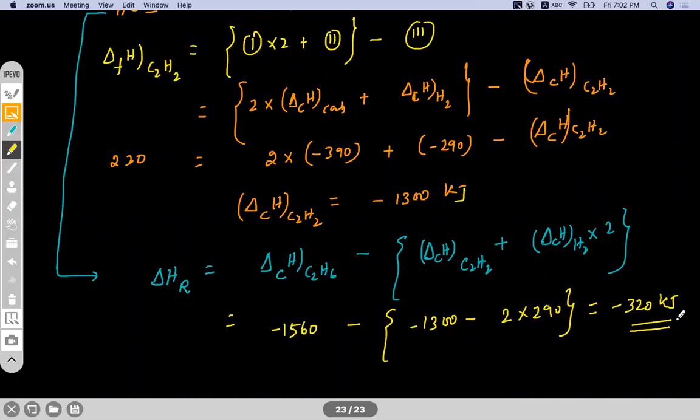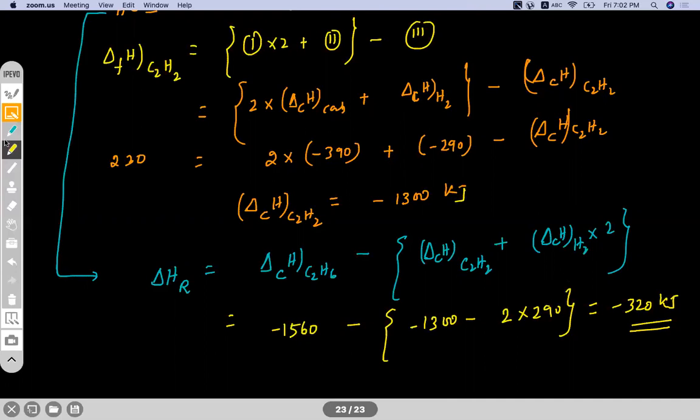Enthalpy of this reaction. You just need to add and subtract in order to get the desired equation. But while adding or subtracting, you must take care that you multiply with the number of moles if it is given.